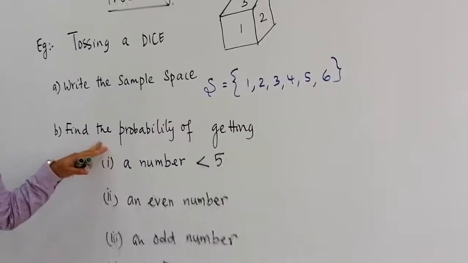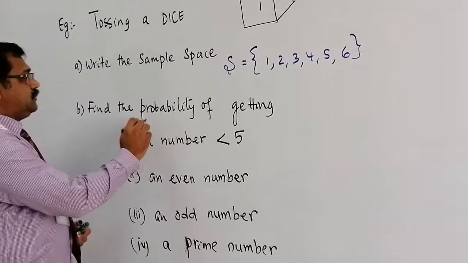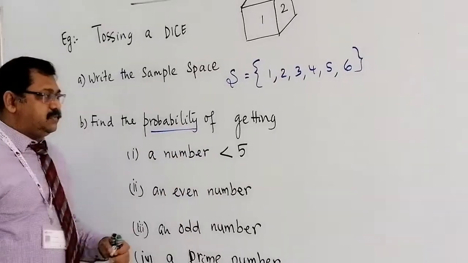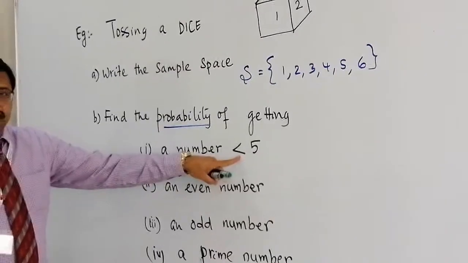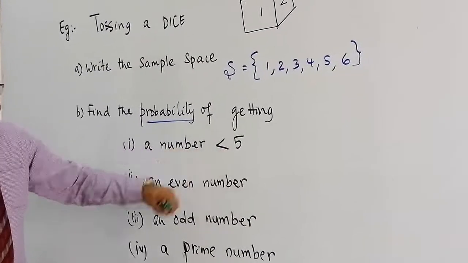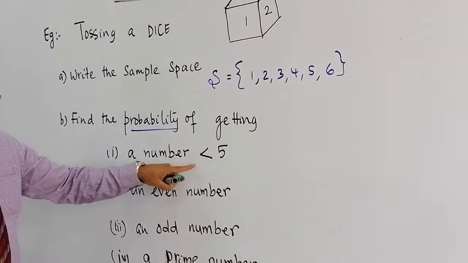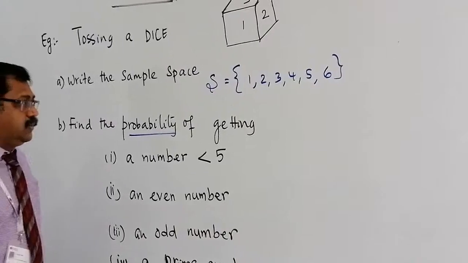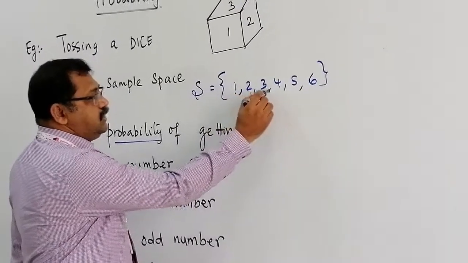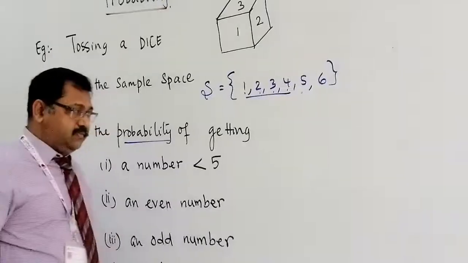Now look at the questions here. Find the probability of getting a number less than 5, a number smaller than 5. So we have to look here in the sample space. How many numbers are there which are less than 5? We know that these numbers 1, 2, 3, 4 are less than 5.